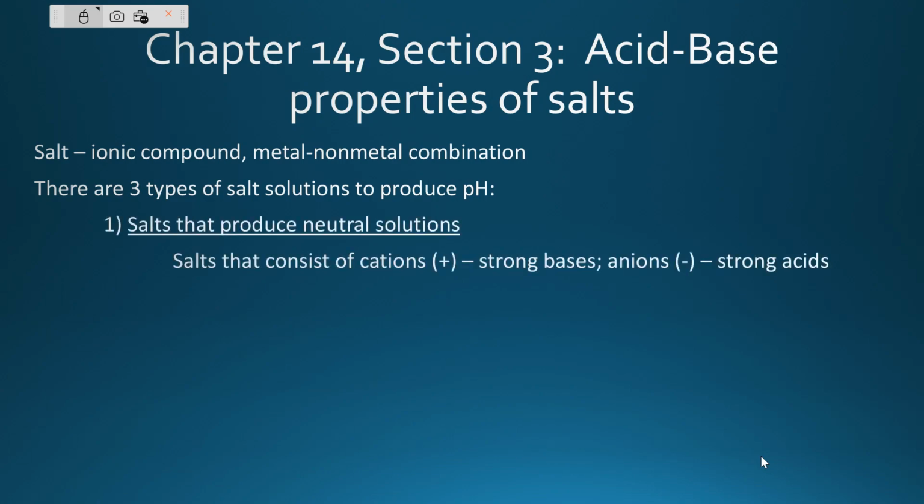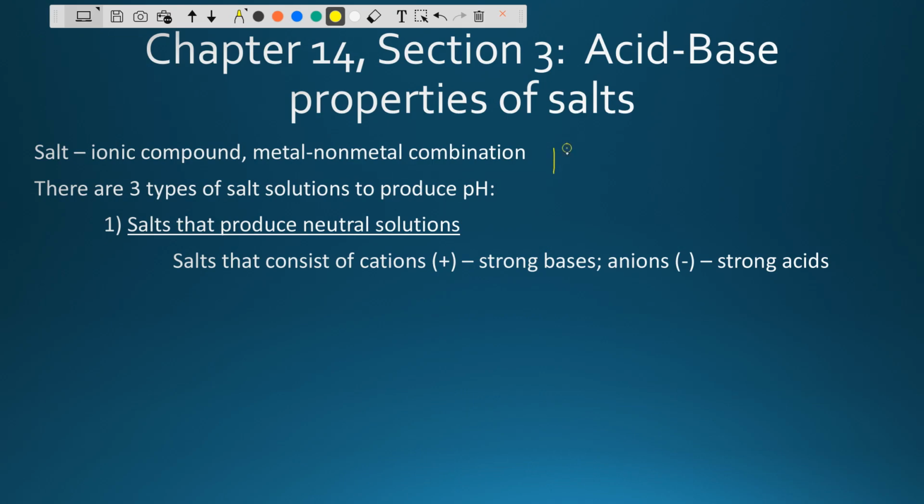Okay, salts consisting of cations from strong bases and anions from strong acids are the ones that produce neutral solutions. So let's take a look at why that would be. If I were to produce a salt from a strong acid like hydrochloric acid and a strong base like sodium hydroxide, that's going to form sodium chloride and water. Okay, I'll just leave it as HOH.